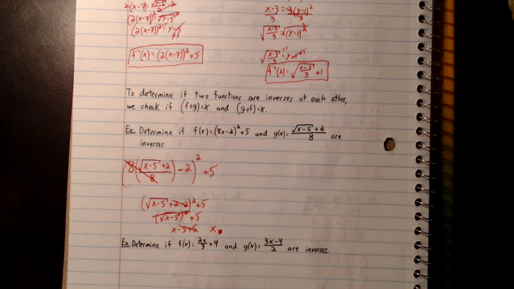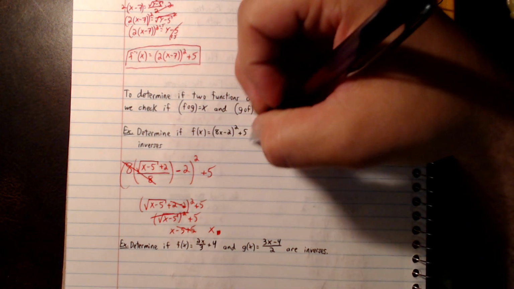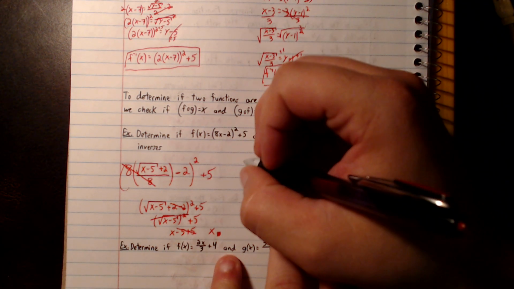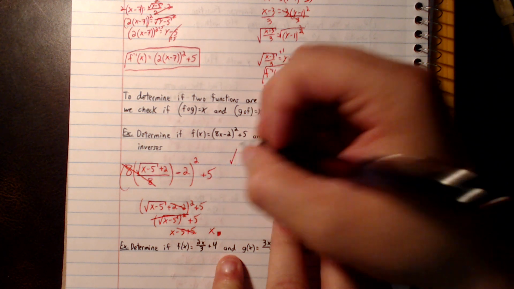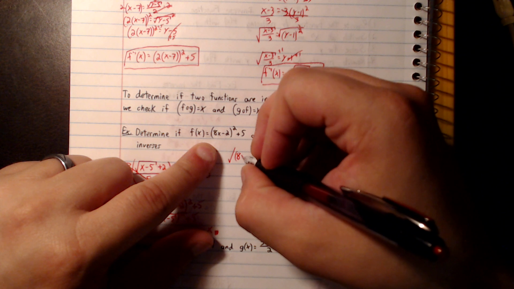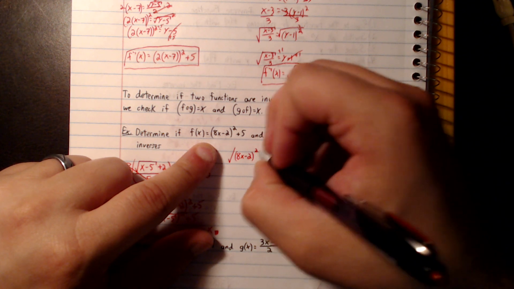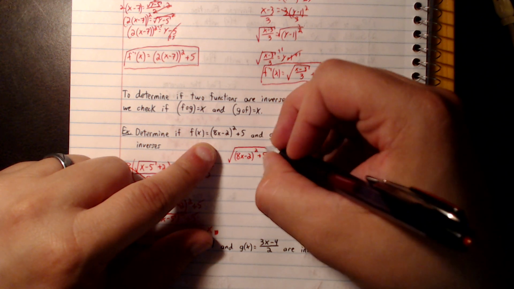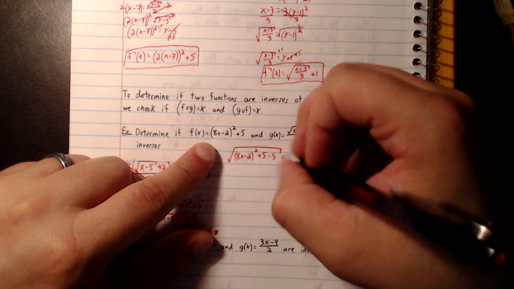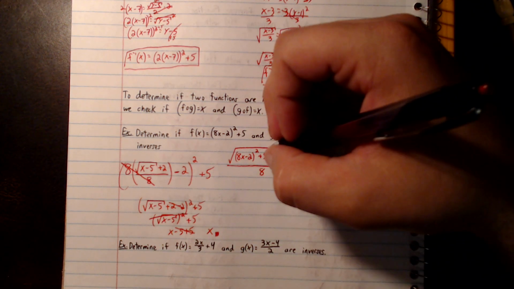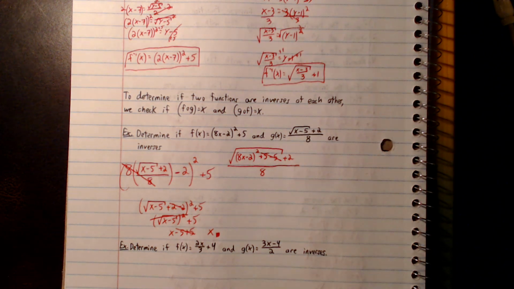So far, so good. What we need to do now is plug in this entire function wherever we see an x in g. So I want to do this whole thing. 8x minus 2 squared plus 5, minus 5, all under the radical, plus 2, all over 8. Well, minus 5 and plus 5, those are going to eliminate.